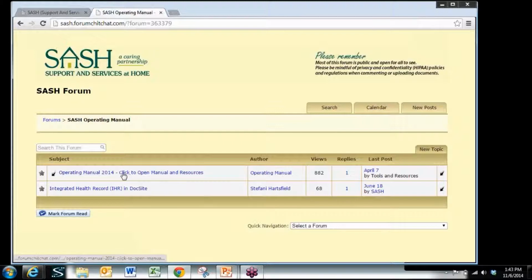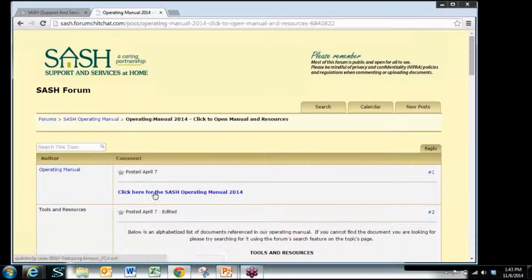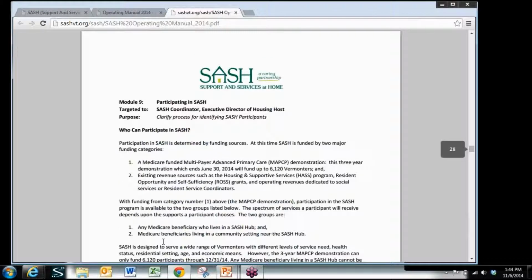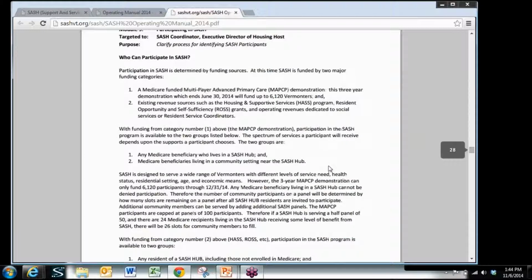Okay, and that's going to say Operating Manual. Click to open Manual and Resources. We're going to do that. We're going to click here for SASH Operating Manual. And as you guys remember, there's a couple ways to do this, but I'm just going to go this way. Go to Module 9, which is the Participating in SASH manual module. And this is where you can go to find these forms.